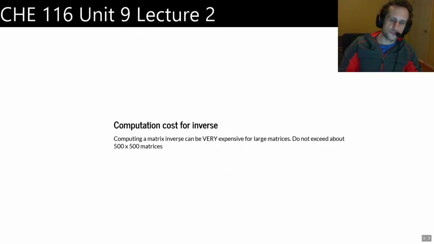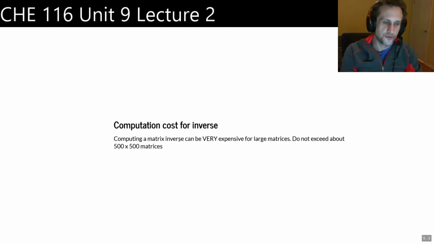All right. Now, one of the funny things about matrix inverses is that they're very expensive. They scale, I think, by the fourth power of the number of elements in a matrix. So computers are very fast, though. Computers can do billions of operations per second.